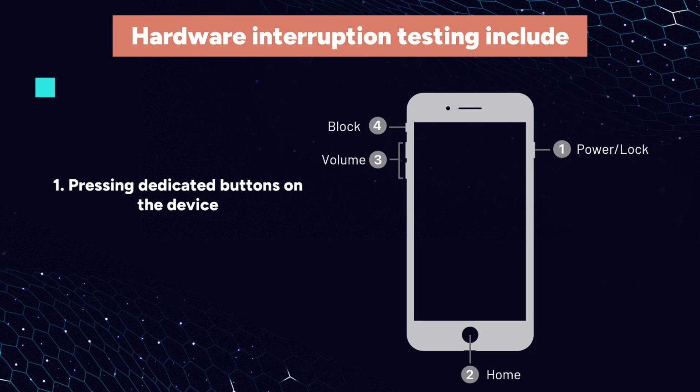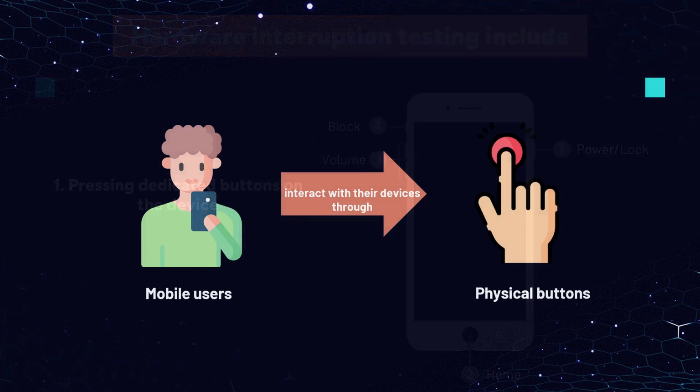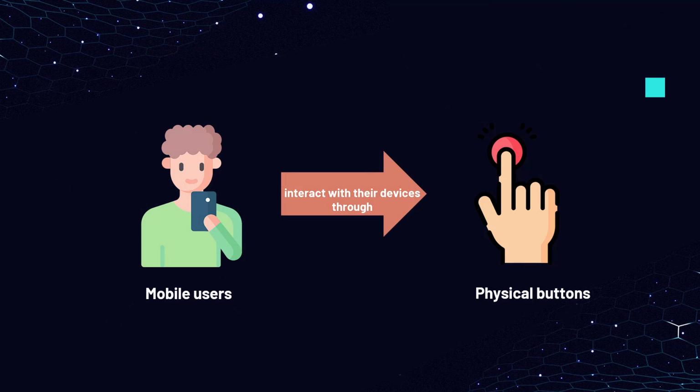Pressing dedicated buttons on the device such as power, home, lock, multitask, volume, or any other, depending on the device being used. Mobile users frequently interact with their devices through physical buttons. It's essential to ensure that when these buttons are pressed during app usage, the application responds as expected without crashing or misbehaving.